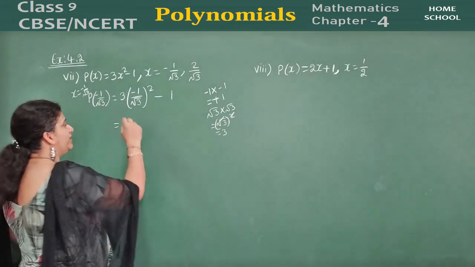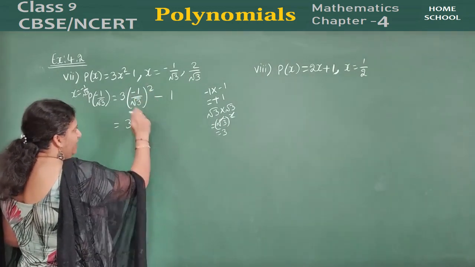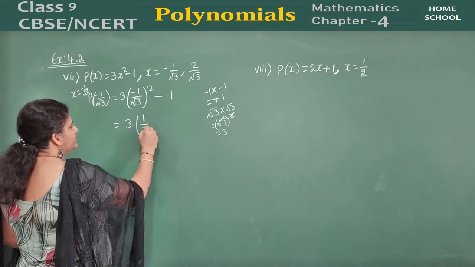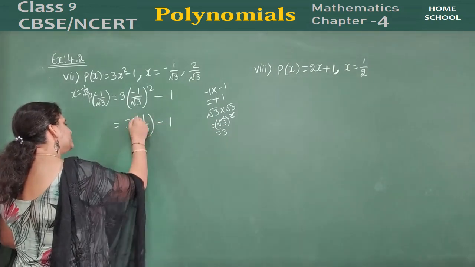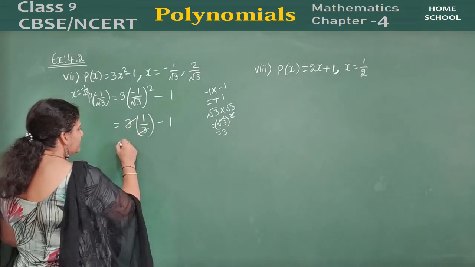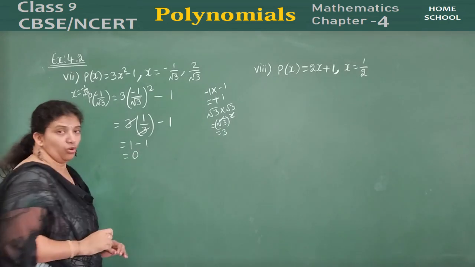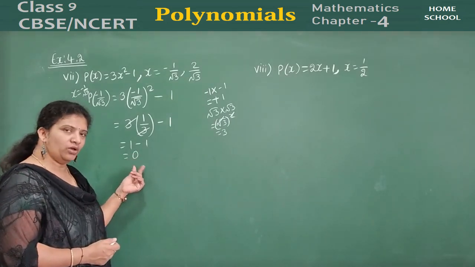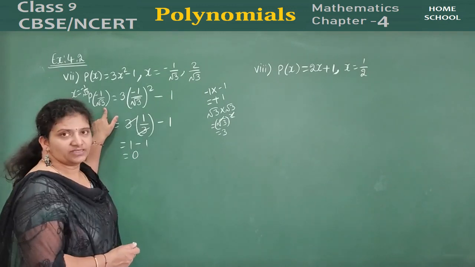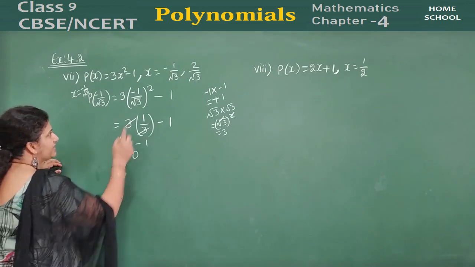The same thing you write here. 3 into (minus 1) whole square is 1 and (root 3) whole square is 3. Minus 1. This 3 and this 3 will be cancelled. That equals 1 minus 1, which will be 0. What is the value you got? 0. If you get the value 0, then this is a zero of the polynomial. So last we can write that sentence.